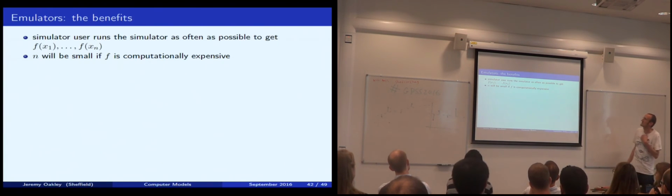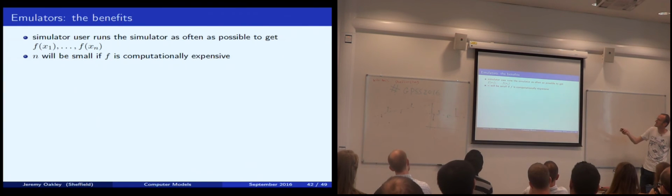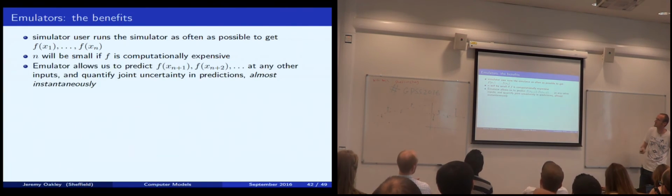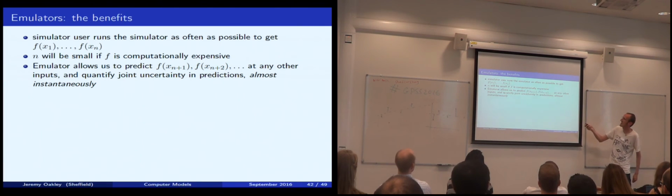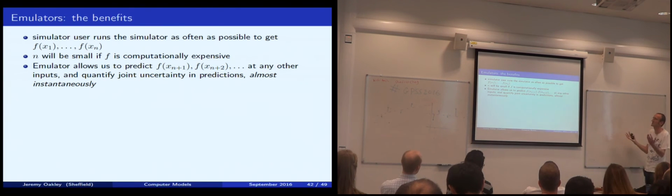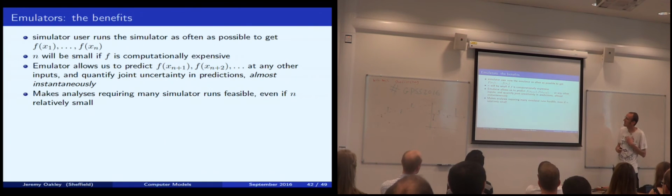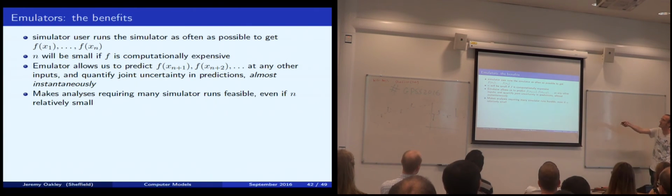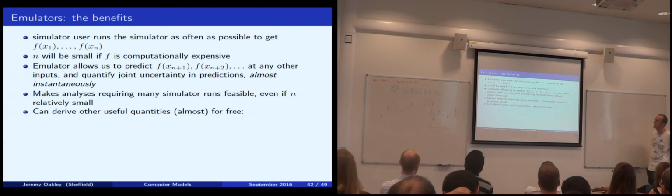OK, so the benefit of this is that the person using the simulator runs it as often as they can, typically with a small sample. We use the emulator, the Gaussian process, to predict at all the other points that we're interested in. Once we've fitted our emulator, we can get those predictions very quickly, and get the uncertainty. And it makes it possible to do analyses even if you can't actually run your simulator many times, as long as your emulator is reasonable.